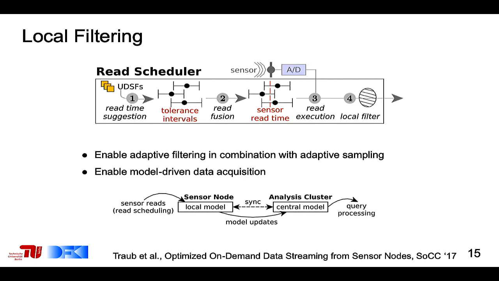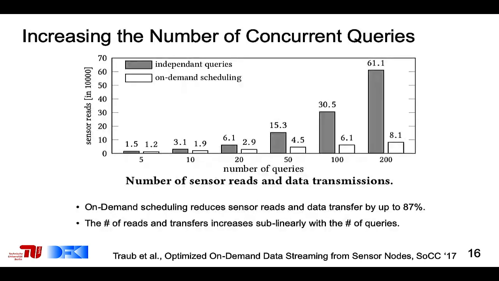So let me give you an intuition of how this actually performs, the impact of this on-demand scheduling approach. What we see here is an experiment where we increase the number of queries. Each query means on average one sensor read per second. And we schedule the reads in a Poisson process to have randomly occurring reads and also load peaks and periods of low utilization. And there are two major observations.